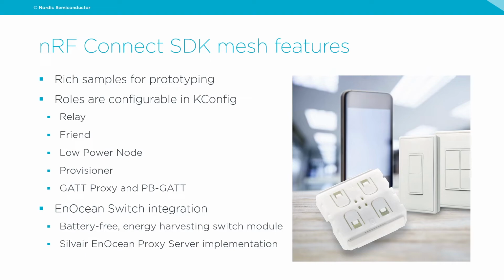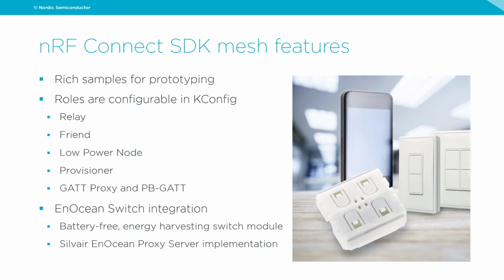In our implementation of the mesh profile, we use Kconfig, a configuration tool to include the software components, and that allows you to define if your code should support the relay, friend, low power node, provisioner role, or GATT features. And this is done by the configuration system. So if you decide to support a feature or not, you can do that without coding. Just click if it's going to be supported or not.